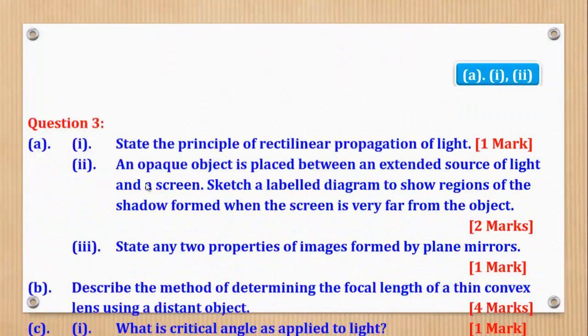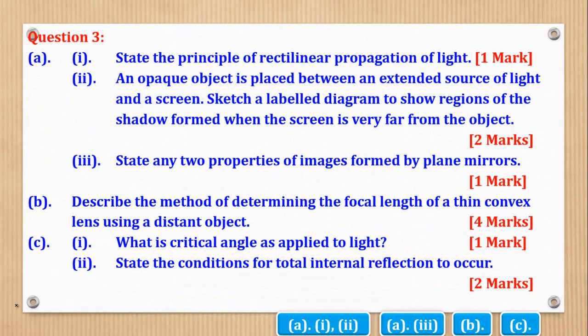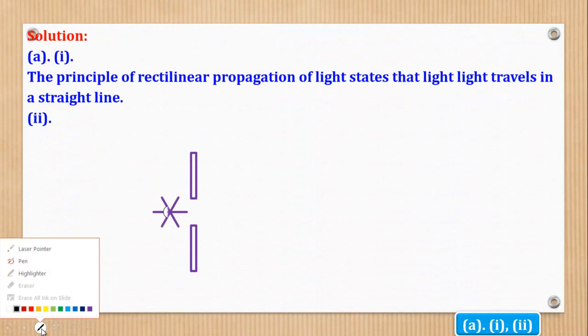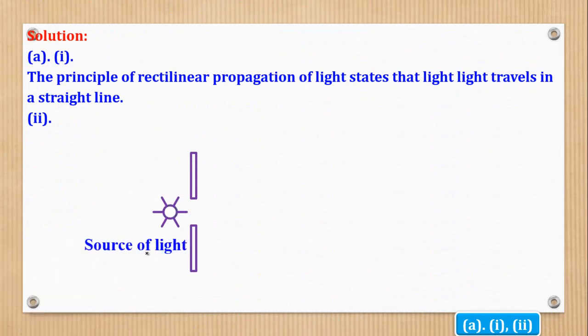Then Roman 2 says, an opaque object is placed between an extended source of light and a screen. Sketch a labeled diagram to show regions of the shadow formed when the screen is very far from the object. So extended source means the source of light is wide. We have extended and point. Then you have the opaque object and the screen.